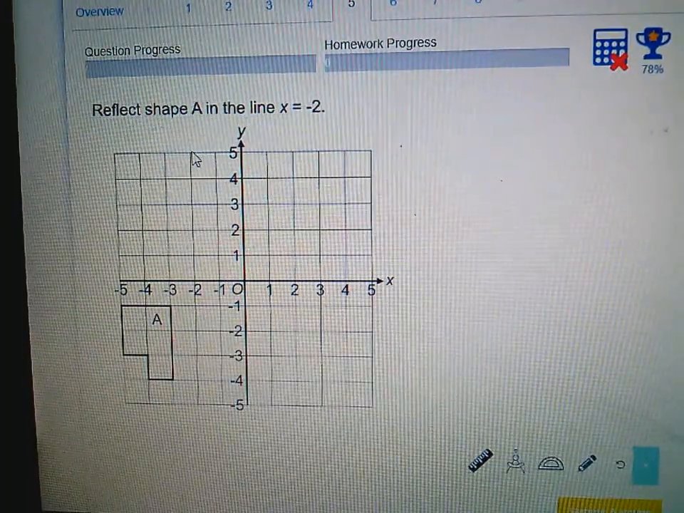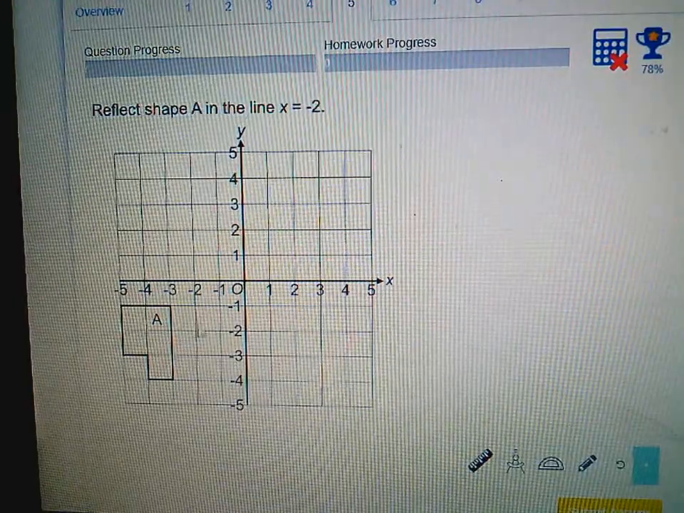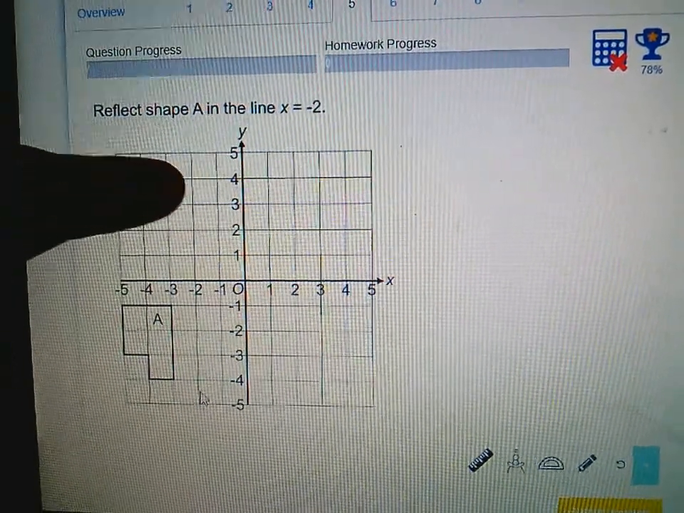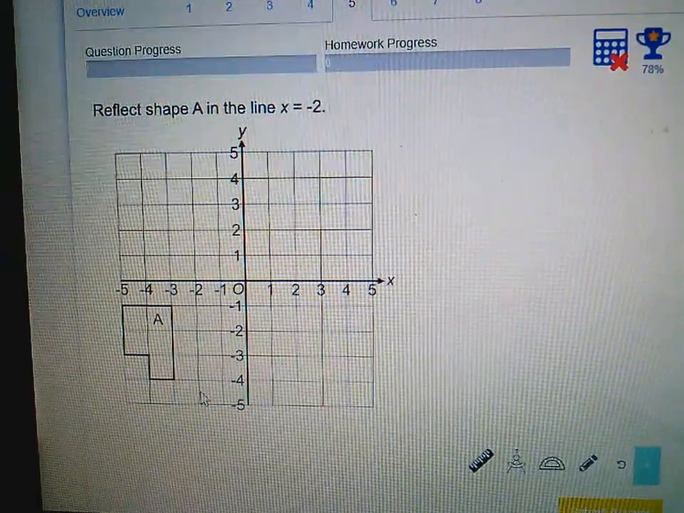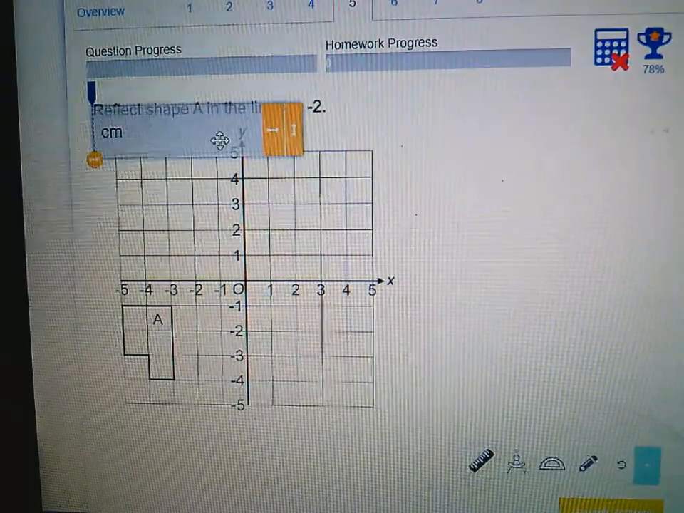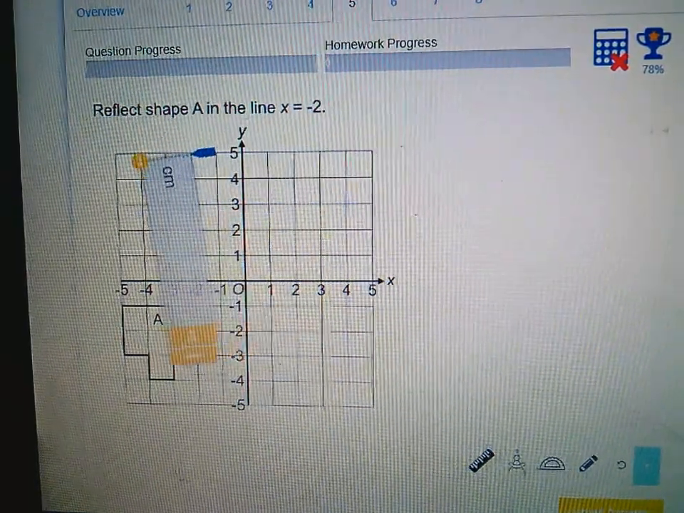The line x equals -2 cuts through the x-axis at -2. And if you remember that lesson, all the values of x on this line are -2, and that's why we call it that. Okay, so what I'm going to do is I'm going to draw that line in first. So I've got the ruler. I'm just going to draw that line down.